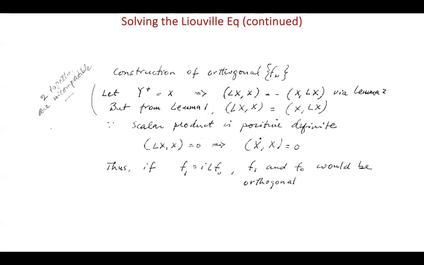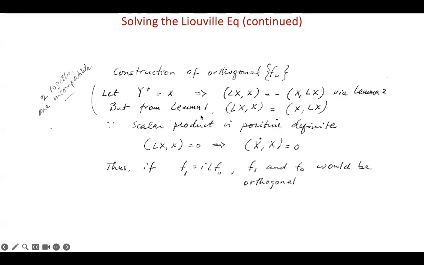And we are now in a position to see if we can use these lemmas, 1 and 2, to actually use the Kubo scalar product to construct the orthogonality among the f's. That's what we want. So let us just play around a little bit. Let y dagger be equal to x, then Lx comma x is equal to minus x comma Lx. If I make y dagger equal to x, then Lx comma x is equal to x comma Lx, with a minus sign.